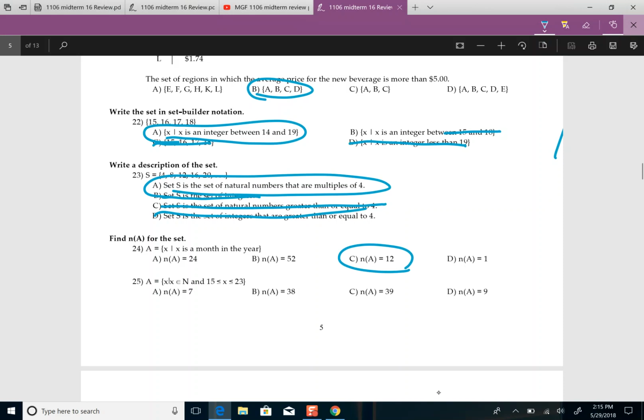Number 25 says the set of x, where the x's are natural numbers, and x goes from 15 to 23. All right, so here's a little tricky. Definitely, you can immediately get rid of B and C. They're way too big. It's not that many numbers. But look at A, which is 7, and D, which is 9.